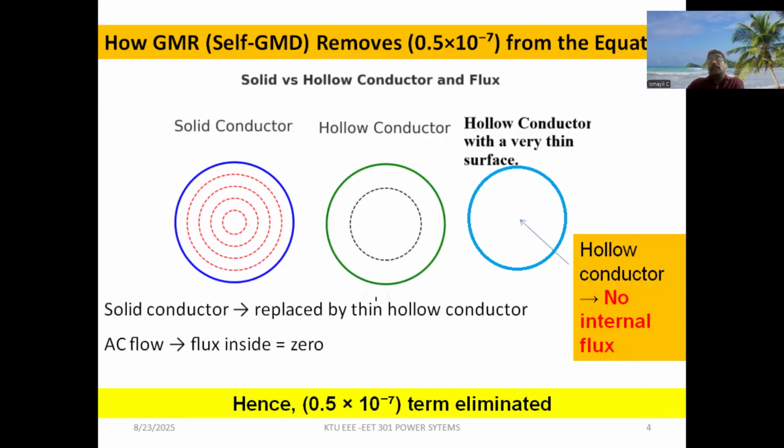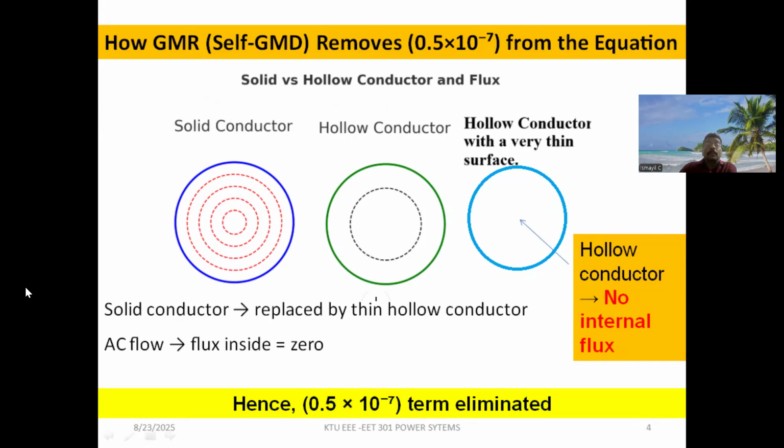We can see the same concept through these figures. Suppose the current flows through the solid conductor, then we consider that current will be flowing through each small portion of the solid conductor. So there will be flux lines around all those small portions like this. There will be flux lines inside the solid conductor.